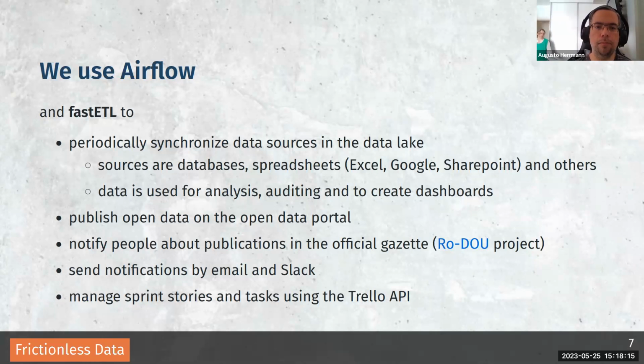We notify people about publications in the official gazette, the National Official Gazette. When someone wants to know if, like, the name of a person appeared there, you get a notification of this list of people. You get a report. The notifications can be sent by email or Slack. We also manage our sprints with Scrum in Trello, and we also read the Trello API to manage that.